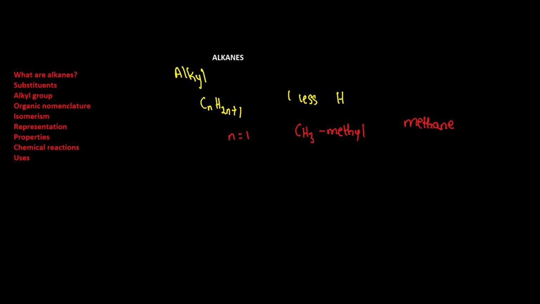Now, when we go further into isomerism, we would see that depending on the position from which the hydrogen is removed from the alkane, a given alkane can actually form more than one alkyl, in terms of isomerism.